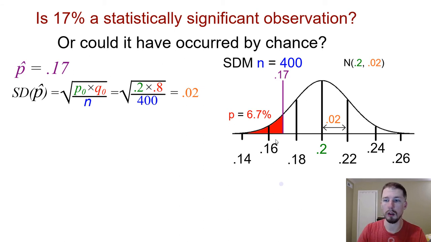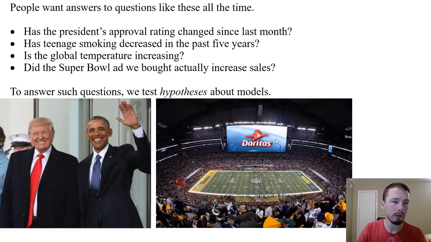So is that unusual enough for you? Well, that's when we have to get into setting an alpha level. So what we just did is a hypothesis test, and people want to answer questions like these all the time. So they might ask questions like, has the president's approval rating changed since last month? We knew what his approval rating was last month. We sent out a sample, a poll, and it looks like it's gone down or gone up, but is it far enough away, or is it within the margin of error, so that we can't conclude that it has changed?